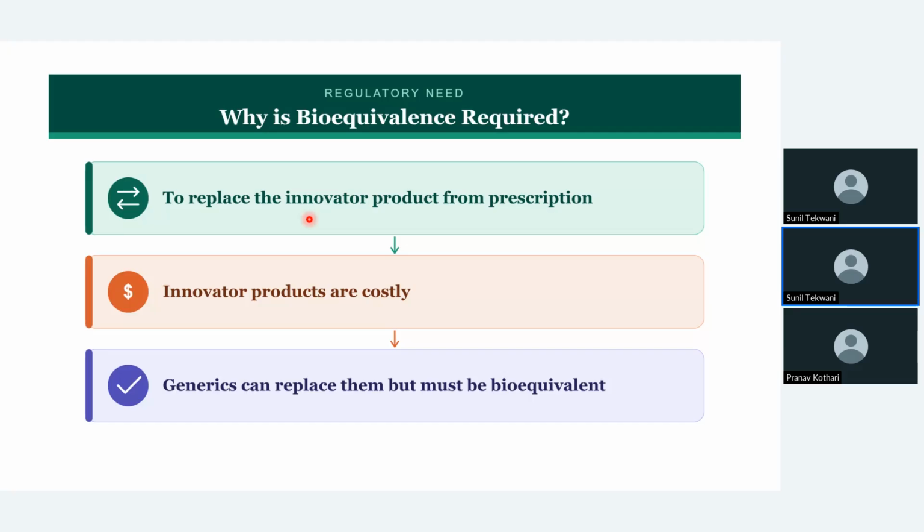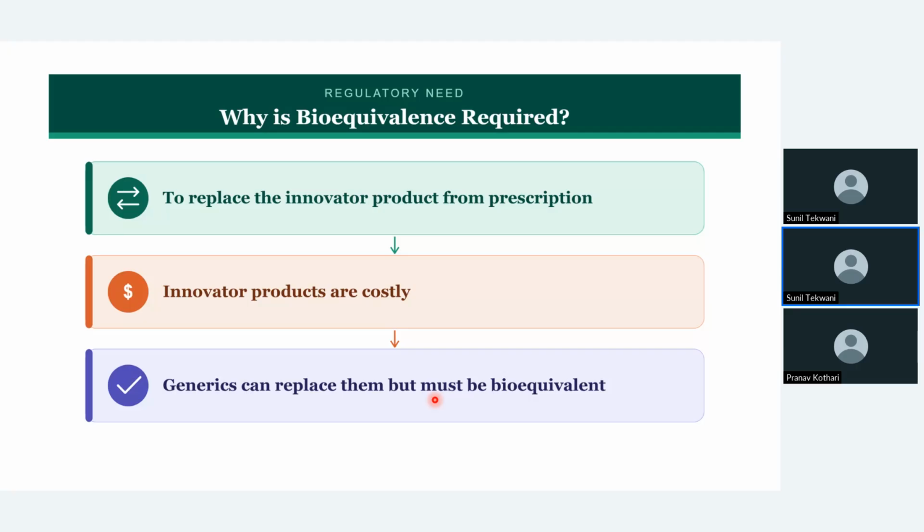And the doctor can replace the innovator product with the generic product. But the doctor will only have confidence in replacing the innovator product with a generic product when the doctor knows that both the products are bioequivalent. That means when I replace an innovator product with a test product or a generic product, its Cmax and AUC behave similar to the innovator product.